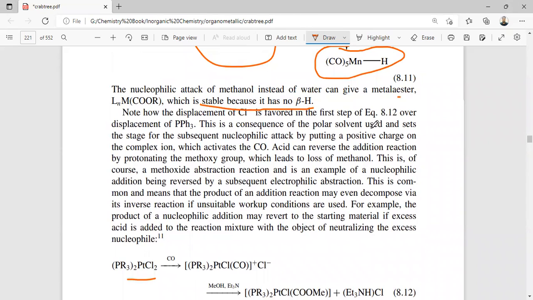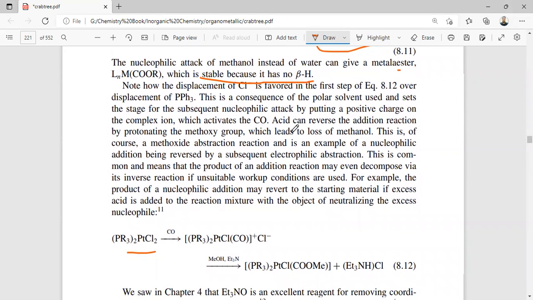So this is the consequence of the polar solvent used and the steps of this for the subsequent nucleophilic attack. Putting a net positive charge on the complex would activate the CO, and acid can reverse the addition reaction by protonating the methoxy group, which leads to loss of the methanol. The methoxide abstraction reaction is an example of nucleophilic addition being reversed by electrophilic abstraction. So this is common. That means that the product of an addition reaction may be decomposed via the inverse reaction if unsuitable workup conditions are used.